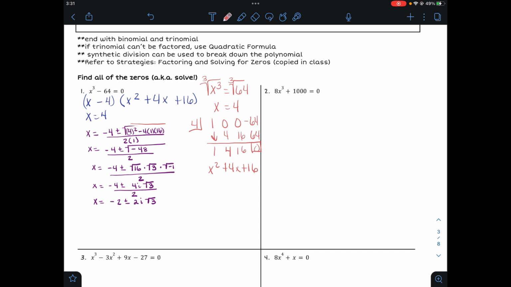Now, if we look at number 2, we have some roots there, 3 roots because it's 3 degrees. And the first thing I ask myself is, is there a GCF? So if we pull out a GCF, which there is, we could pull out 8, and we would end up with x cubed plus 125 when we did the division.